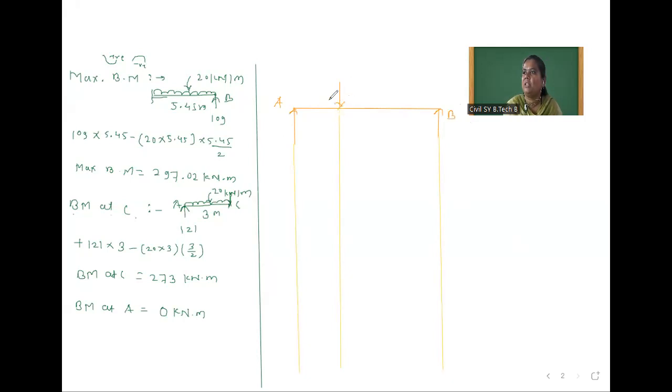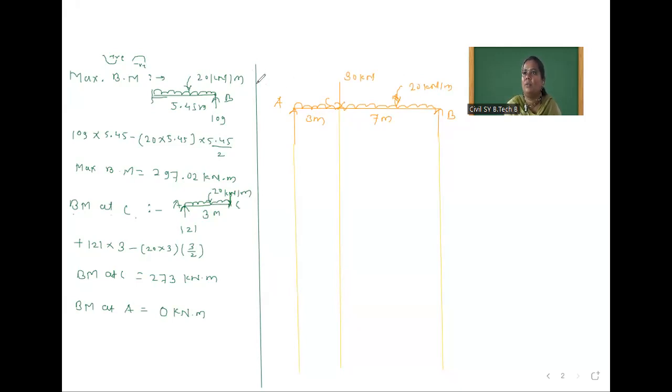Here one point load is applied, so we will consider this as C point and intensity is 30 kilonewton. And on the whole span, uniformly distributed load is applied, intensity is 20 kilonewton per meter. Okay, so span for AC is 3 meter and span for BC is 7 meter. Now we will draw the shear force diagram first.